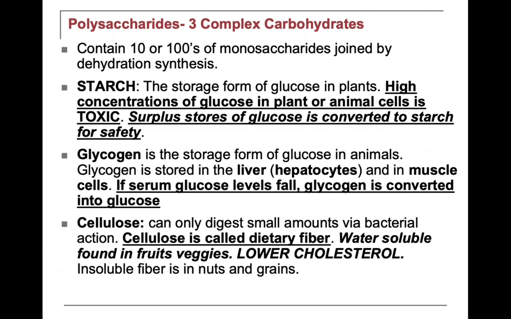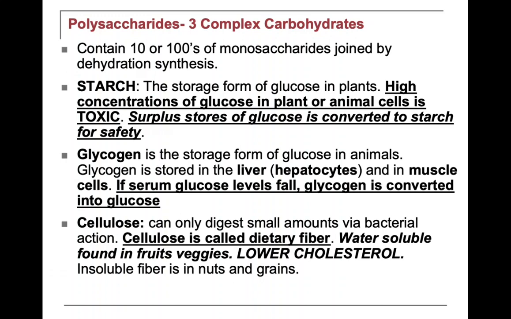All right, we spoke about the polysaccharides already, the starch. That's the storage form of glucose in plants. High concentration of glucose in plants or animals is toxic, so that surplus of glucose is converted into starch for safety. For us, glycogen is the storage form of glucose in animals. Glycogen, we said, is stored in the liver. The liver cells are called hepatocytes, and in muscles. If your serum glucose levels fall, the glycogen can be converted into glucose.